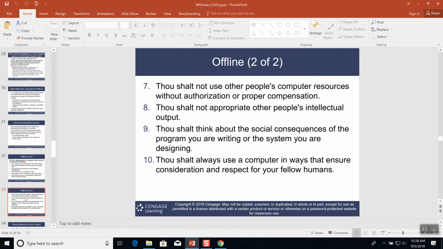Thou shalt not use other people's computer resources without authorization or proper compensation. I think I tried to do that the other day. I was desperate. I couldn't log into McDonald's, or I forget where I was even at. I was down at the Mulvane Center, and I was trying to get access to the internet because the internet was down. So what do you think I was trying?